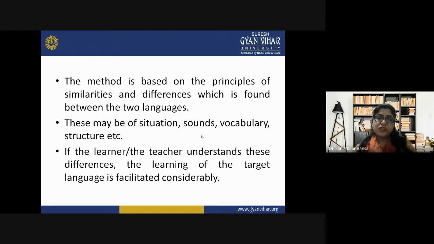So, in a nutshell, the poem is understood. The poet's idea is very well grasped by the students if we are taking the help of any other language. So if the learner and the teacher understand these differences, that one language differs from another language, which might be a regional language or the current language the person is using, the mother tongue, we can call it, then the learning of the target language is facilitated considerably.